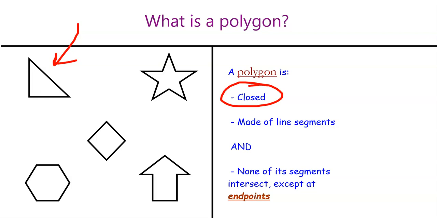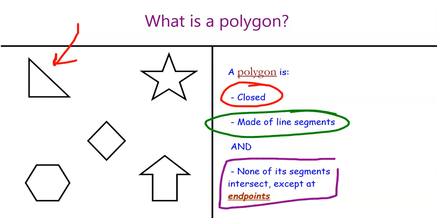It is made of line segments. And specifically what this is talking about is it doesn't have any curved parts. We can create two-dimensional, three-dimensional figures made out of curved edges, but in order to be considered a polygon, it has to be made of line segments, and none of its segments intersect except at the endpoints. And what that means is we don't have any crossed segments, so that we don't have something that ends up looking like an hourglass.